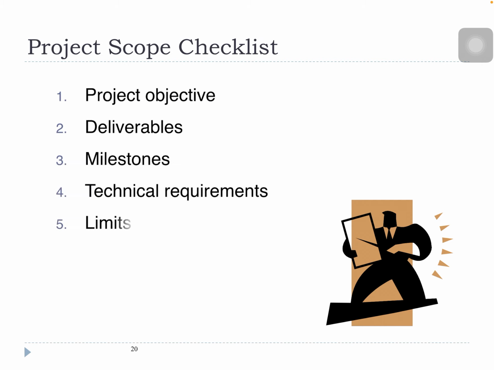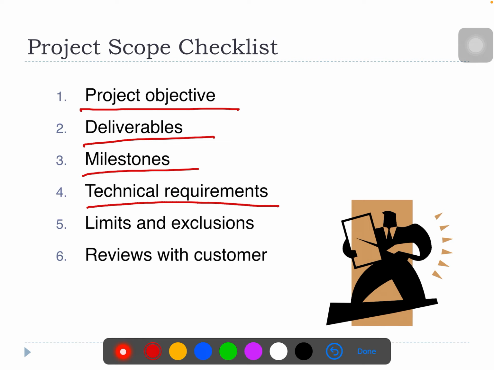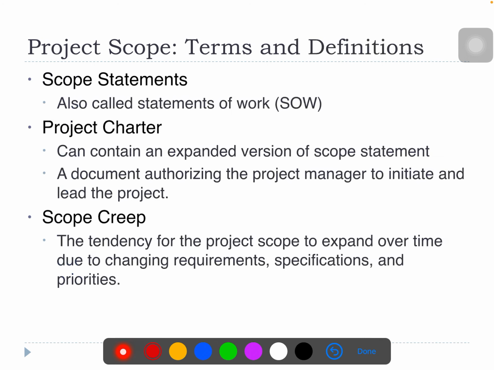The project scope checklist should have these 6 items. First, the project objective. Second, the deliverables. Third, the milestones. Fourth, technical requirements. Fifth, limits and exclusions. Number 6, reviews with customers. The project scope terms and definitions are also called the statement of work.